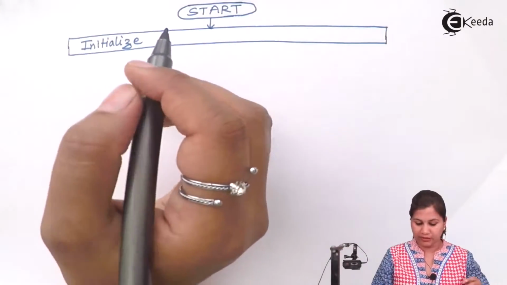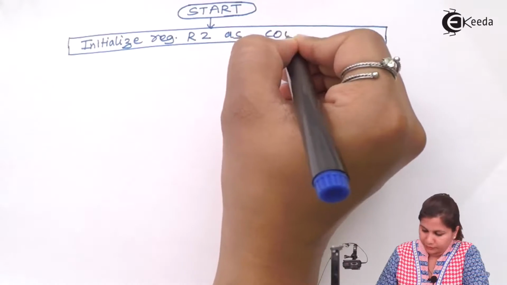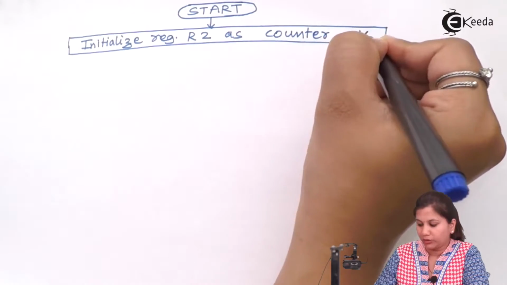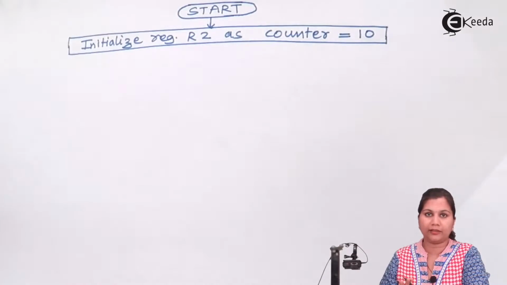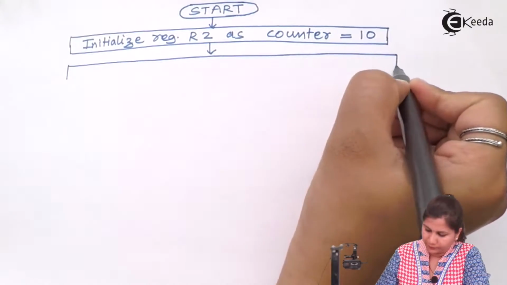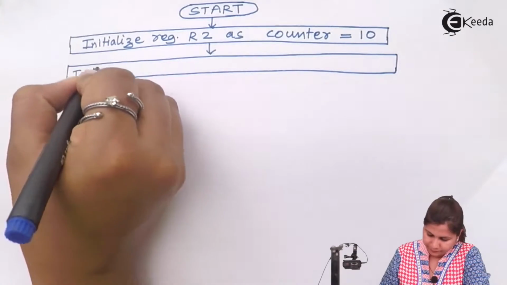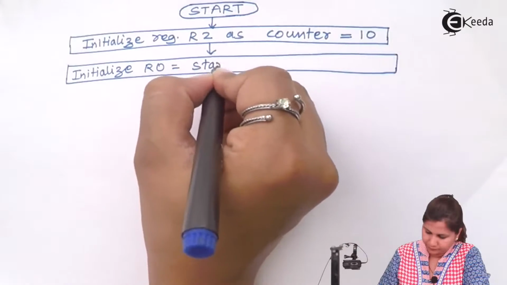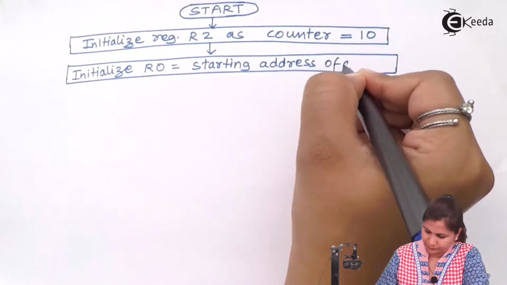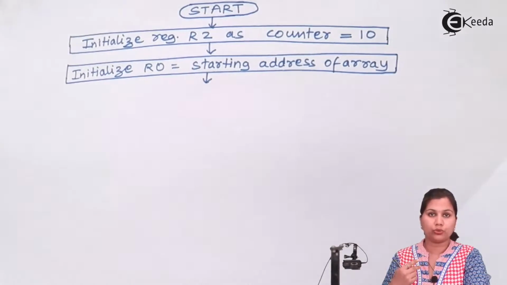So the first step is we will initialize the register R2 as the counter. It is going to count that you have to generate the Fibonacci series for 10 terms only. After that, we will initialize the R0 register as the starting memory location. Now, because we want to generate the Fibonacci series, the first two terms, that is 0 and 1, have to be stored in the memory location.